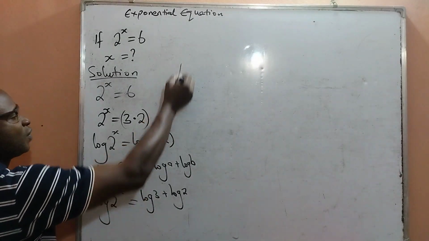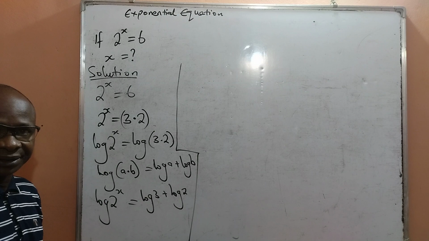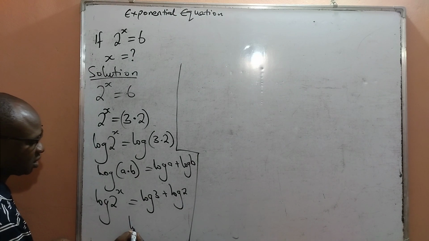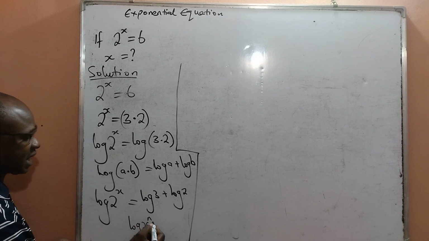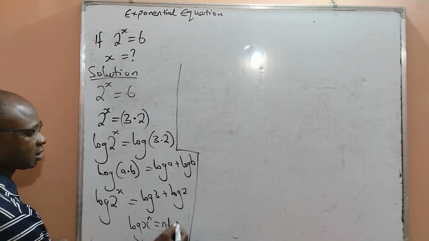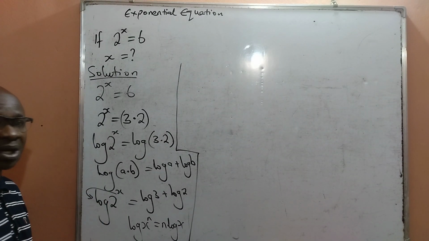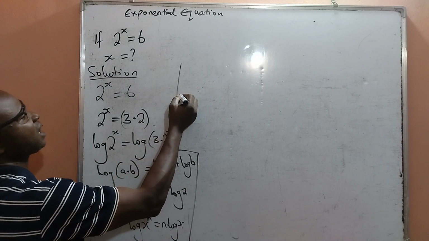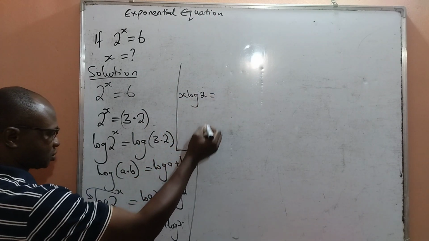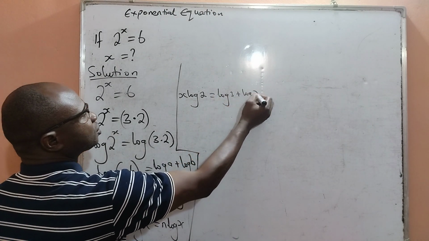Now, moving forward, I can apply the power law of logarithms that says if log x raised to the power n is given, it is equal to n log x. What it means is that this x will come to the front and be written as x log 2 equals log 3 plus log 2.